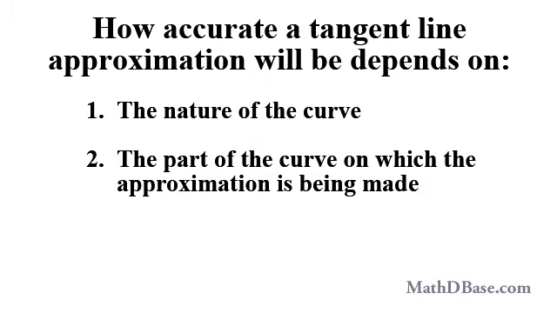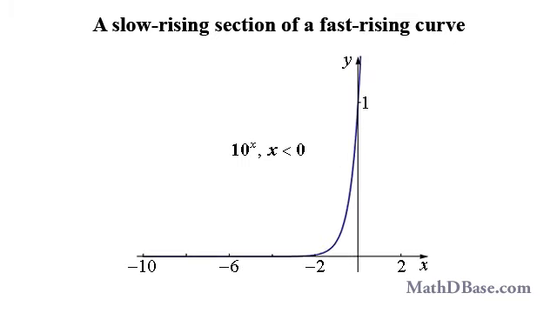2. The part of the curve on which the approximation is being made. Even fast-growing curves can have sections that are relatively slow-growing, such as the part of y equals 10 to the x for which x is negative. 10 to the x gets asymptotically close to the x-axis as x approaches negative infinity. As x moves closer to 0, but is still negative, the rate of growth increases, but is still very slow compared to the part of the curve for x greater than 0.